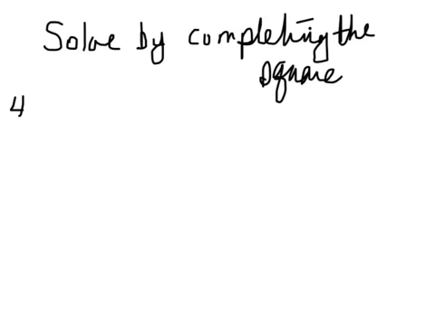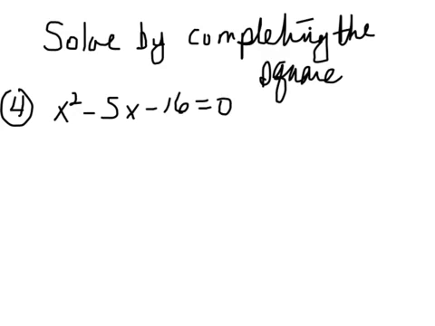For instance, number 4 on your review is x squared minus 5x minus 16 is equal to 0, and you're asked to find the x-intercepts, the vertex, and so on. You're supposed to graph this thing. Now, if I complete the square, I'll put it in vertex form, and I'll know what my vertex is really quickly. But also I can solve when I complete the square.